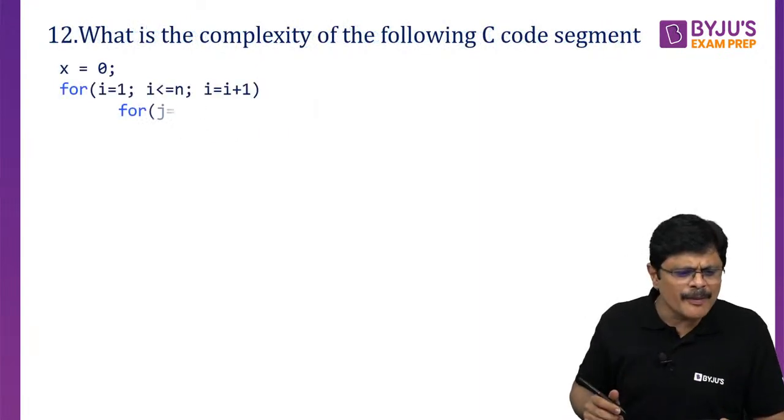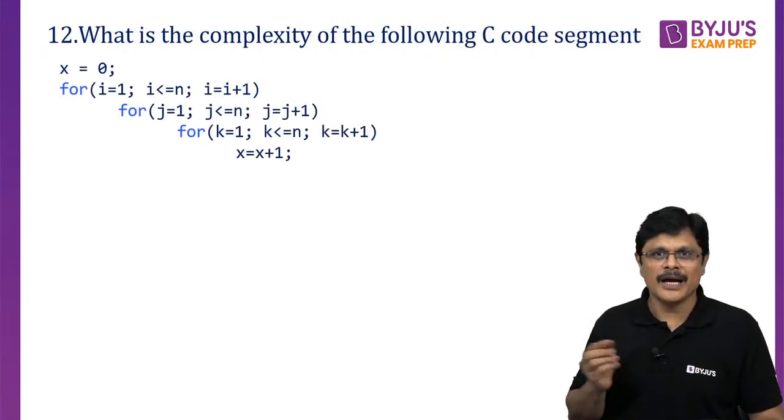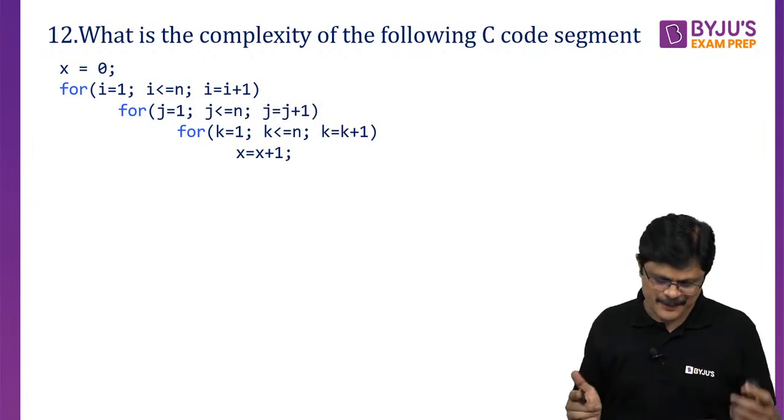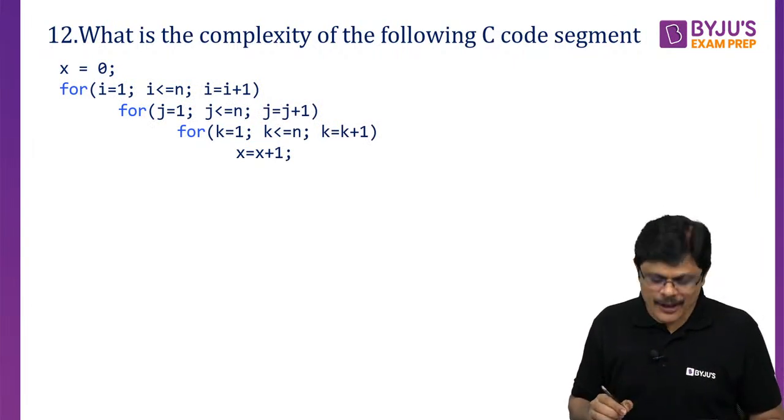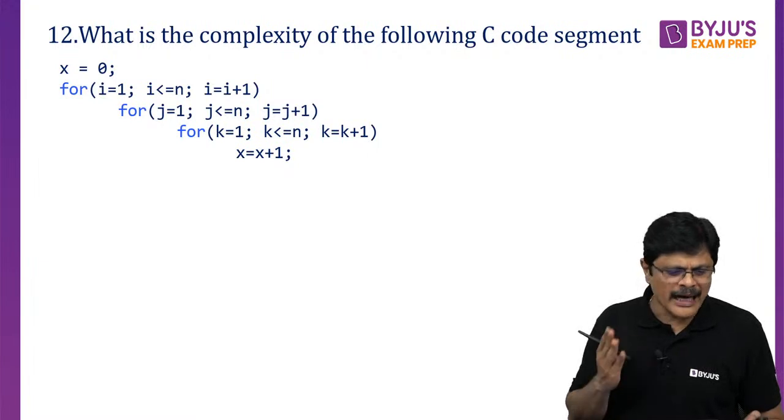We are only at the 12th problem, sir. I have taken around 25 problems. Now I is equal to 1, I less than or equal to n, I is equal to I plus 1, j is equal to 1, j less than or equal to n, j is equal to j plus 1. I cleared your doubt.